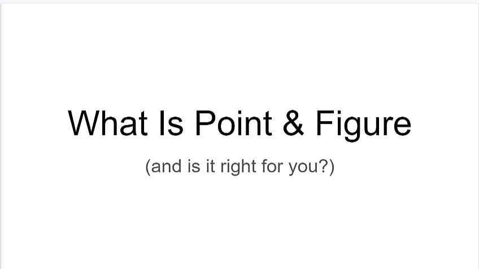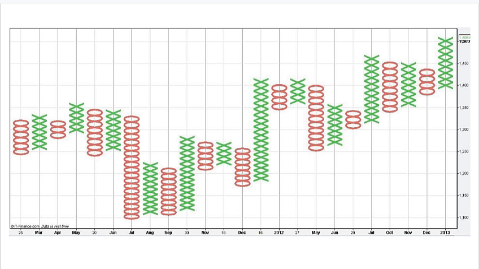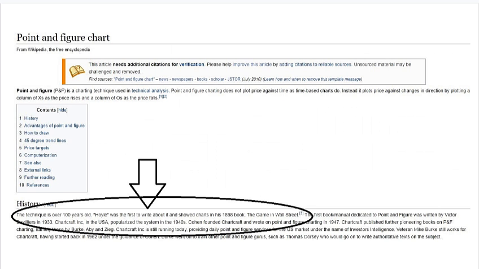In this video, I'm going to give you a brief understanding of point and figure for those of you who are not too familiar with it, but maybe have a general understanding that it's basically a series of columns of X's and zeros on a chart. So point and figure is well over 100 years old, and initially it was called figure charts.